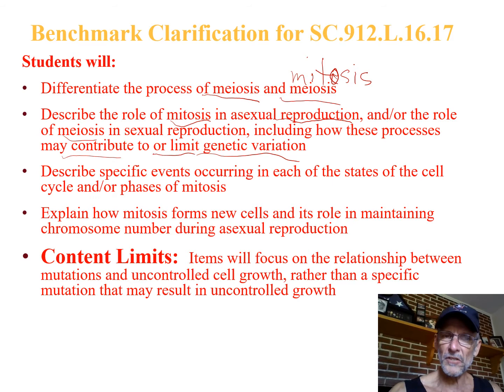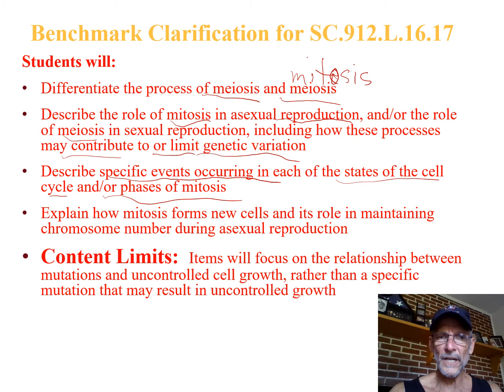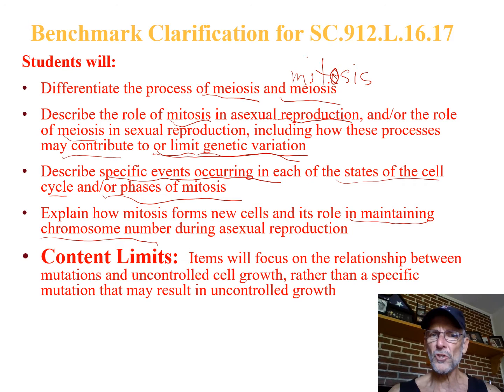These are the things in the syllabus again. These are the things that'll be on the test. Specific events occurring in each of the states of the cell cycle, slash phases of mitosis. Explain how mitosis maintains chromosome number. That goes with limiting genetic variation. If you have the same chromosomes, you don't have much variety. So that's a basic idea here.